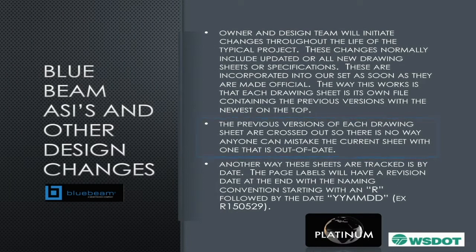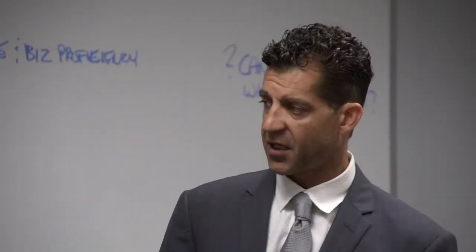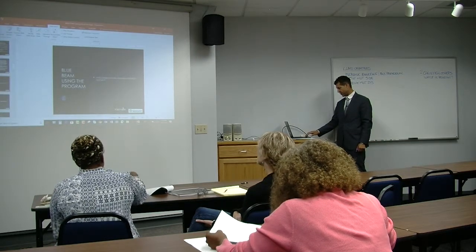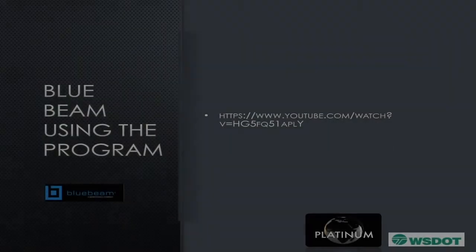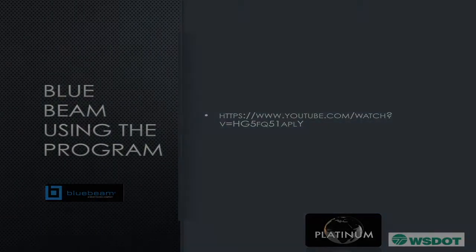That's out of date. Another way is these sheets can also be tracked by date specifics. And so you can have a naming convention where you have R representing revision and then a year, month, and date. You can see how this kind of order can really create some benefit and put you on the right page with your staff. Now, I'm going to play a short video that Bluebeam has put together.